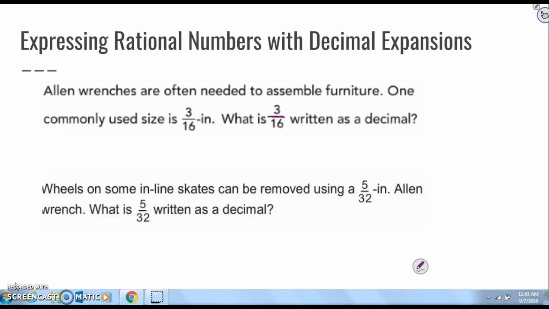Remember, our fraction bar means to divide. So here, this is 3 divided by 16. 3 is our dividend, so that number goes inside our box. 16 is our divisor, so that number goes outside of our box. 16 cannot divide into 3, so we add a decimal and a 0. 16 divides into 30 once. We subtract 30 minus 16, which leaves us with 14. We add a 0 and bring it down.